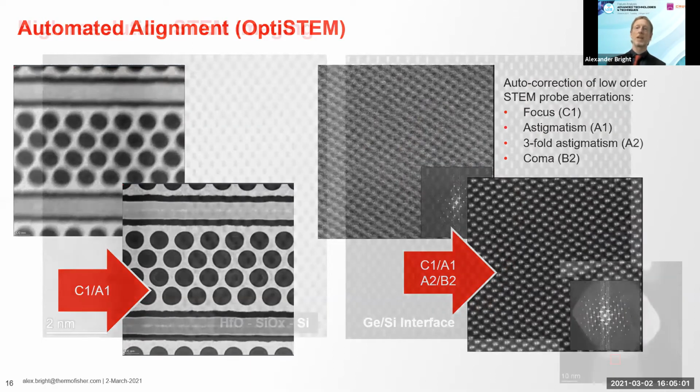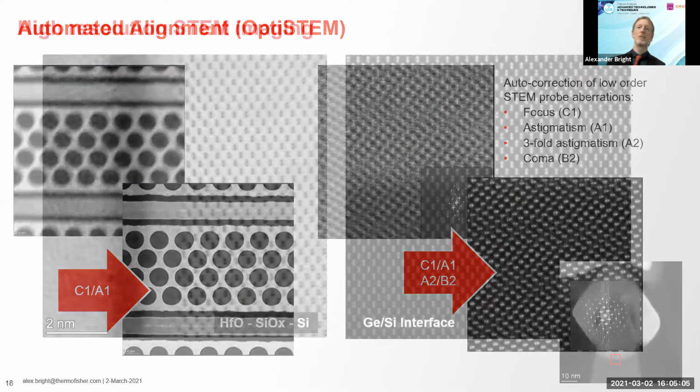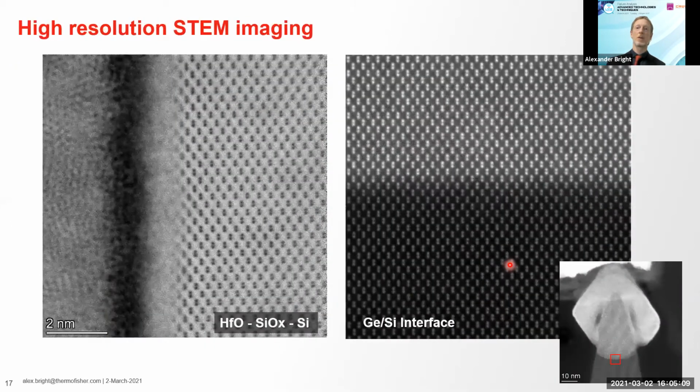And these are a couple of examples of STEM images. The left one is a bright field image showing a hafnium oxide, silicon oxide, silicon sample, and you can see clear contrast in particular because the atomic columns of the silicon are so clear, and on the right, a germanium silicon interface.